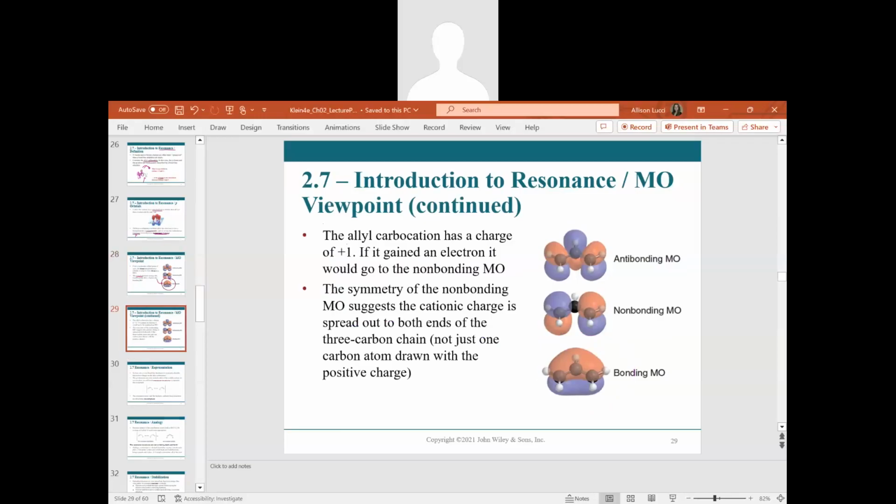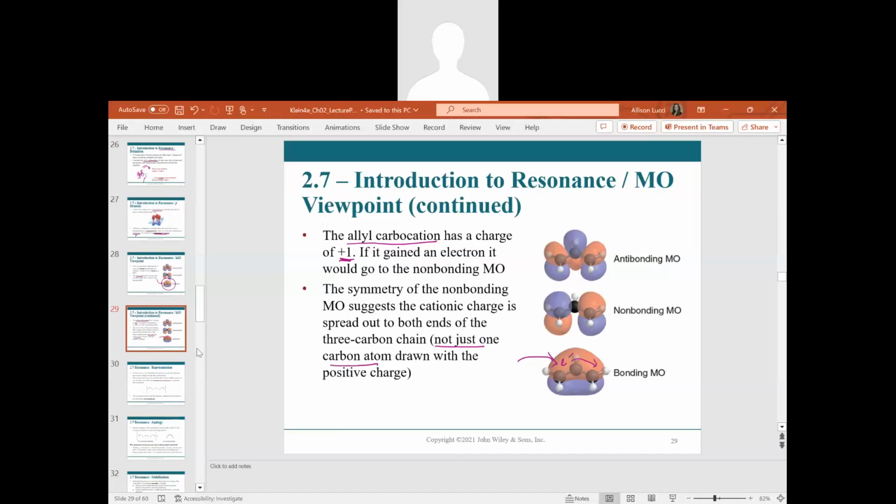When we have an allylic carbocation, if we think of it in terms of molecular orbitals, you can see more clearly that electrons are free to move, and also that the +1 charge could be more evenly distributed amongst the whole molecule, and not just one carbon atom would have a positive charge drawn.